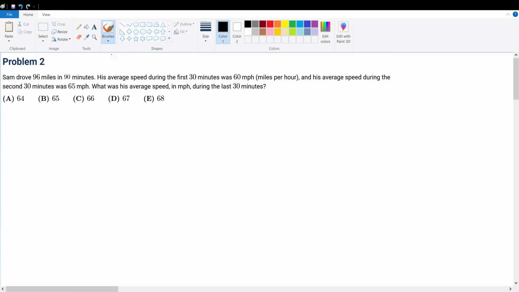Problem 2. Sam drove 96 miles in 90 minutes. His average speed during the first 30 minutes was 60 miles per hour, and his average speed during the second 30 minutes was 65 miles per hour. What was his average speed in miles per hour during the last 30 minutes?